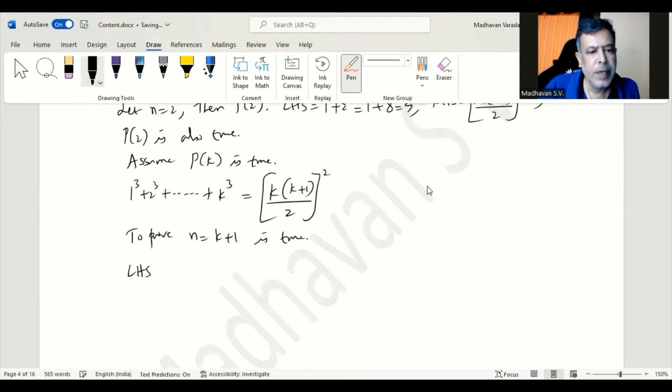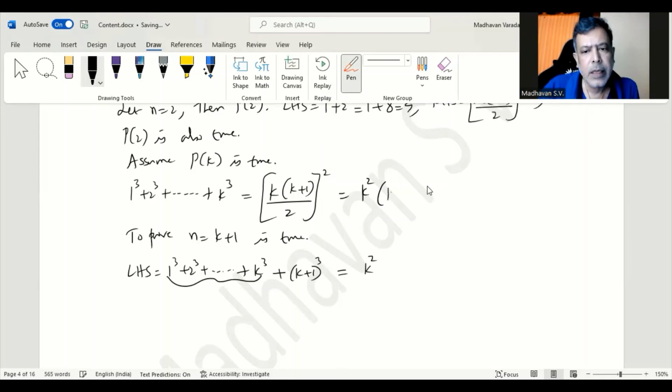So our LHS will become now, since n is K plus 1, we will be writing 1 cube plus 2 cube plus and so on up to K cube plus K plus 1 the whole cube. This term we already assumed as K into K plus 1 by 2 the whole square. This is nothing but K square, K plus 1 the whole square divided by 2 square, which is 4. So I can copy that: K square into K plus 1 the square divided by 4 plus K plus 1 the whole cube.